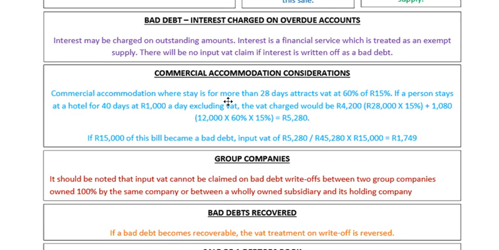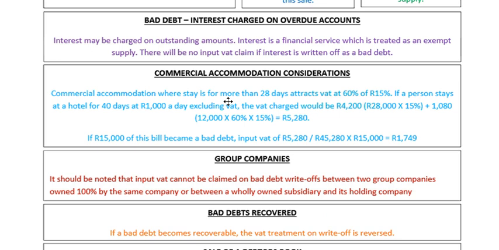Just a couple of considerations for commercial accommodation. In an earlier diagram, in certain times, VAT is only levied at 60% on commercial accommodation. If you only levied VAT at 60% to the customer, you only get to write the bad debt off at 60% of the VAT amount. So your later treatment is going to mimic what your earlier treatment does.